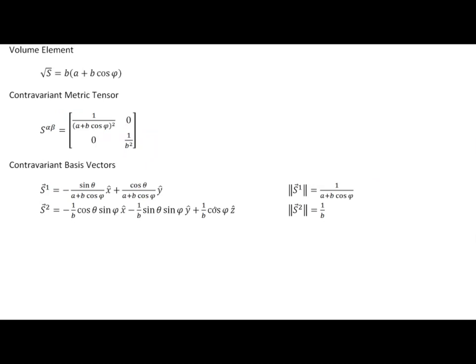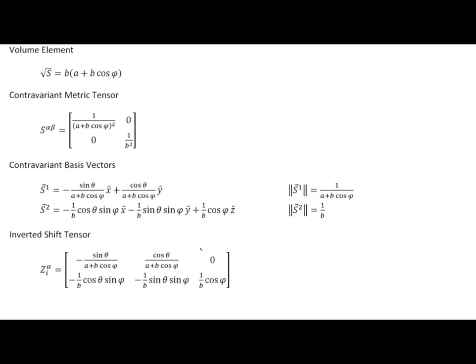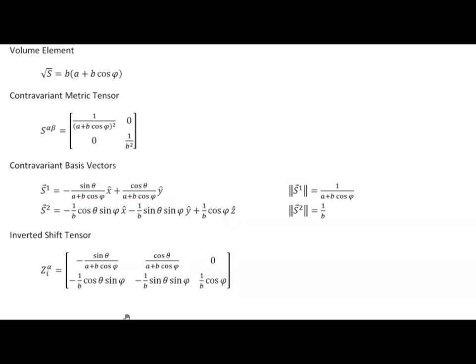And finally, the inverse of the shift tensor is trivial because all we're doing is taking these components and forming this row. We're taking these components and forming this row. And with that, we're done.